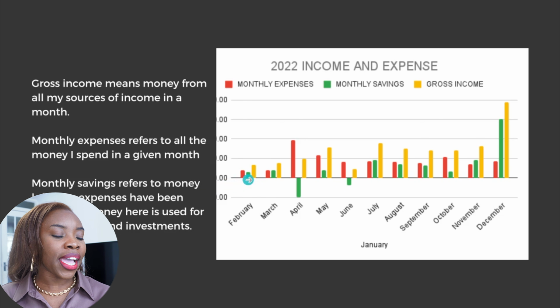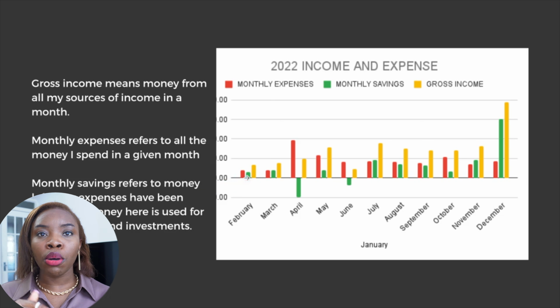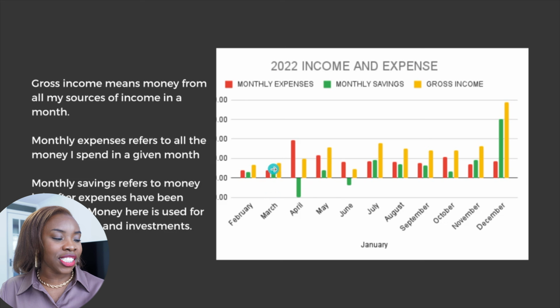You can see in February, my earnings, my savings, my expenses, everything is on a minimum. And that's because at that time I did not have a full-time job. I did not have a 9-to-5 job. I was only earning money from YouTube and also some affiliate marketing. So you can see the earnings there is pretty low, which is the yellow bar. In March is also low.